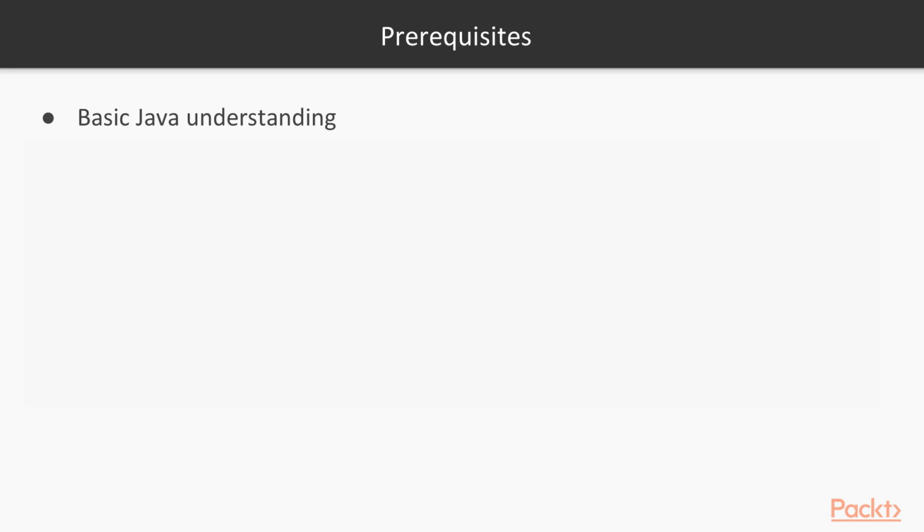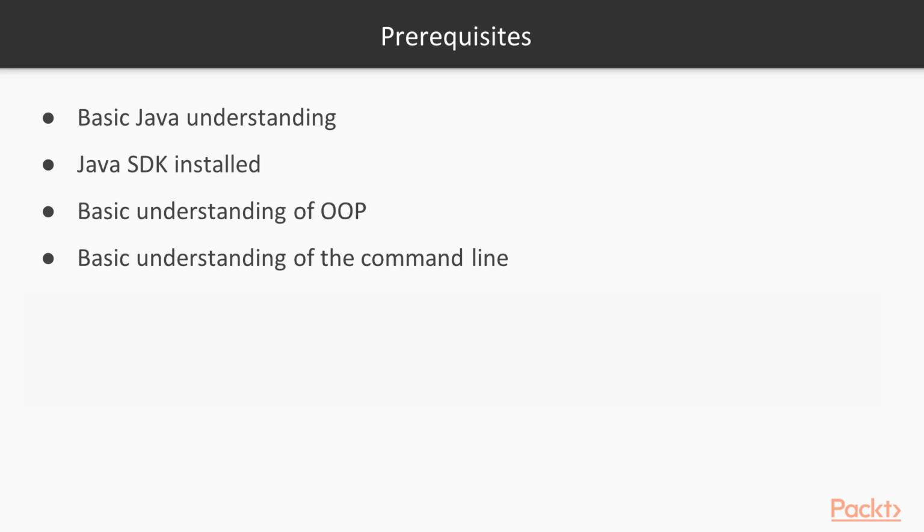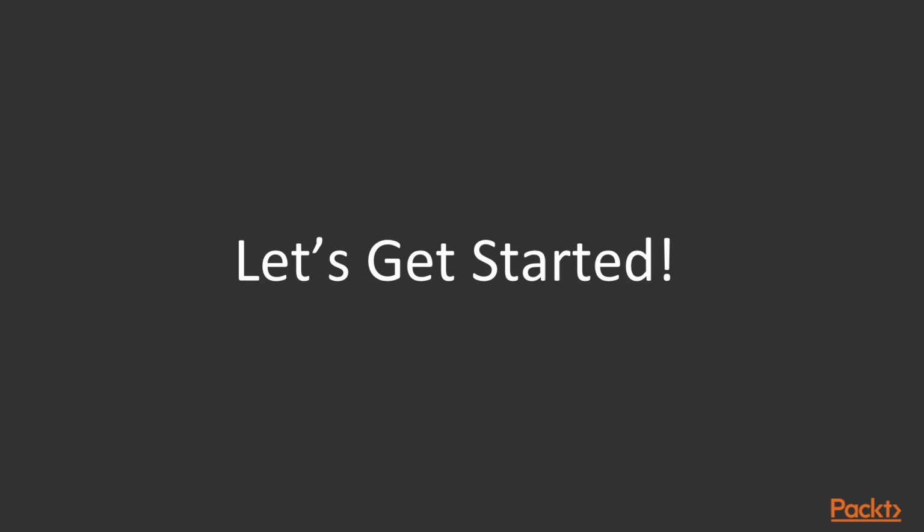There are a couple of prerequisites that I recommend that you are familiar with before starting this course. First and foremost, you should have a basic understanding of Java. You should also have a Java SDK installed on your local machine. For this course, I believe I used version 10, although any recent version should work. You should also have a basic understanding of object-oriented programming, so things like classes, inheritance, etc. And lastly, I want you to have a basic understanding of how to use the command line. If you're comfortable with all the above, then let's go ahead and get started.